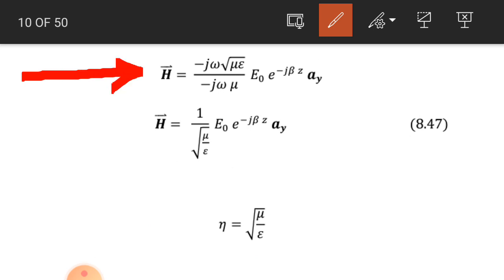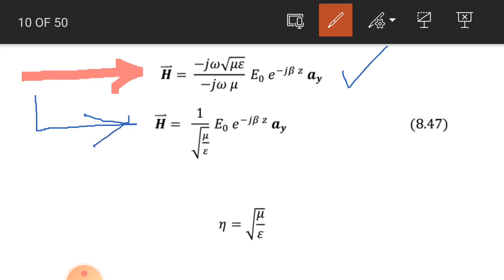Beta is equal to omega under root mu epsilon. So we just put the value of beta in this particular equation and we get minus j omega under root mu epsilon by minus j omega mu, E naught e raised to power minus j beta z ax. We simplify this equation, and the simplification gives you equation number 47.